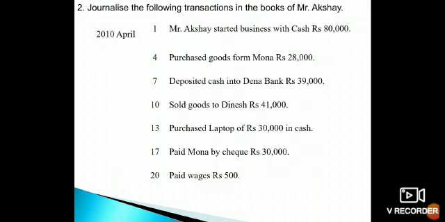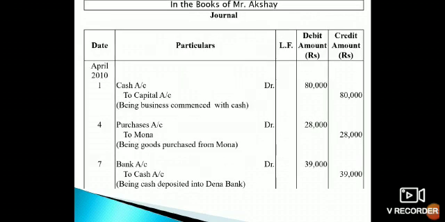Second homework problem is based on journal. Hope you all would have done the problem correctly. Just check your answers. First entry is cash account debit to capital account 80,000 being business commenced with cash. Purchases account debit to Mona account 28,000 being goods purchased from Mona.